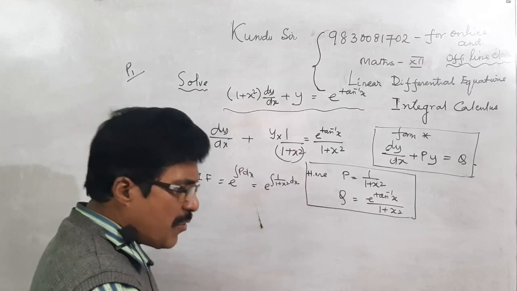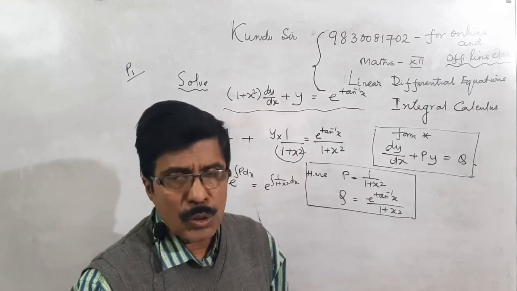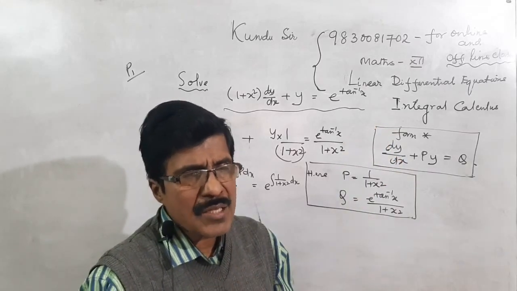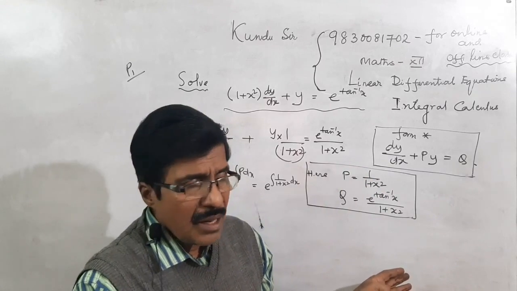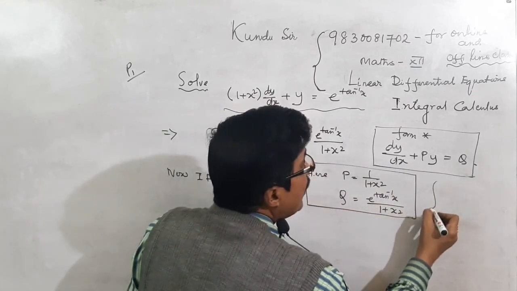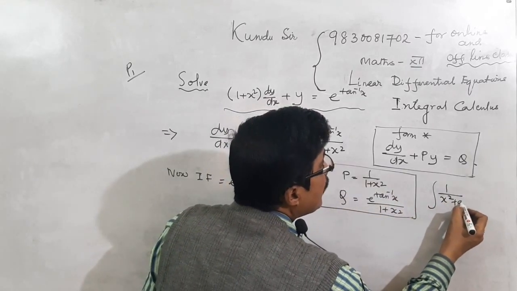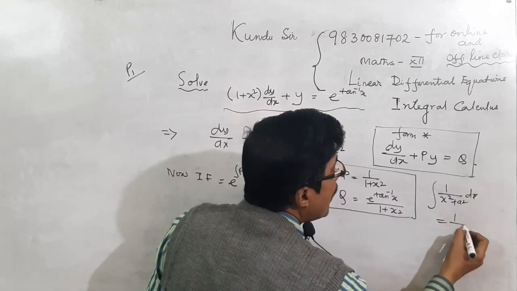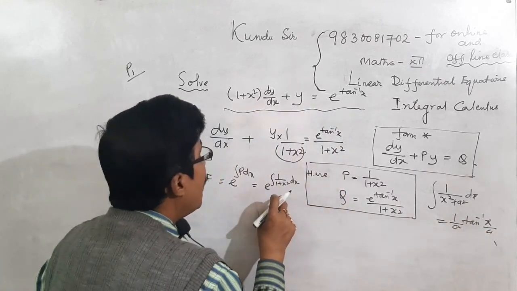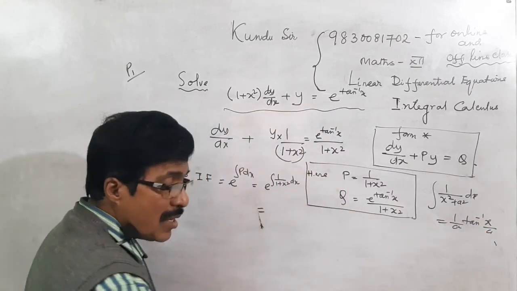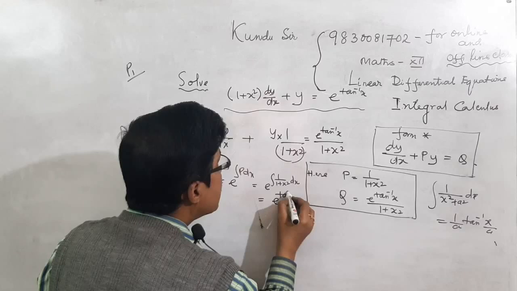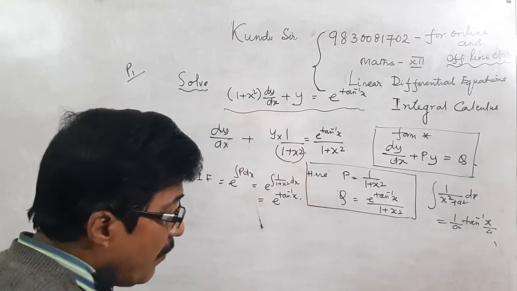I am giving more clarity so you can do it on your own. Just go through my classes. Sometimes if you forget, go through my video class or the BTS classes, and you can prepare yourself. We know the integration of 1 upon x square plus a square dx equals 1 by a tan inverse x by a. Here a is 1, so the result is e to the power tan inverse x. We have got the integrating factor.